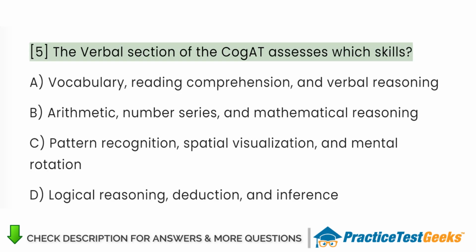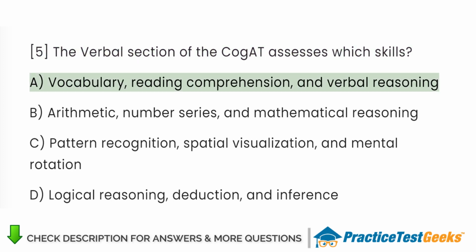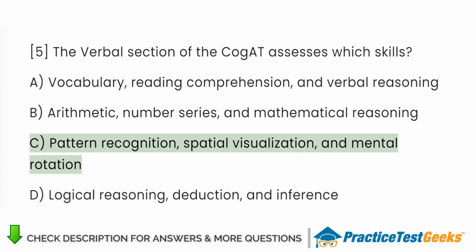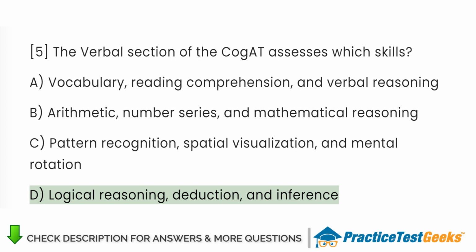The verbal section of the CogAT assesses which skills? A. Vocabulary, reading comprehension, and verbal reasoning. B. Arithmetic, number series, and mathematical reasoning. C. Pattern recognition, spatial visualization, and mental rotation. D. Logical reasoning, deduction, and inference.